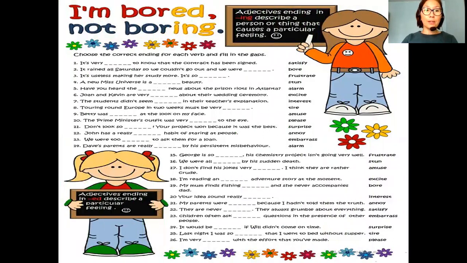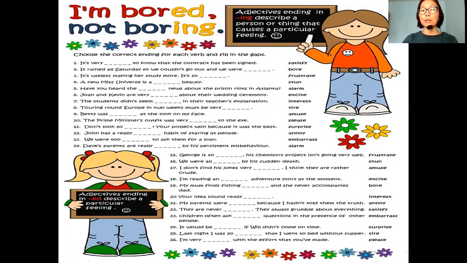As you see, I have some such activities. I'm bored because if I don't have a smartphone, I'm really bored. Am I a boring person? Yes, when I talk too much about myself. For example, adjectives ending in -ing describe a person or thing that causes a particular feeling. So you have to choose the correct ending for each verb and fill in the gaps. For example, in the first sentence, you have to use satisfy with -ing or -ed.